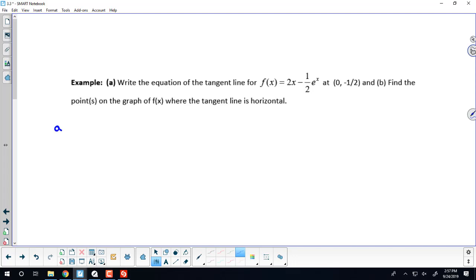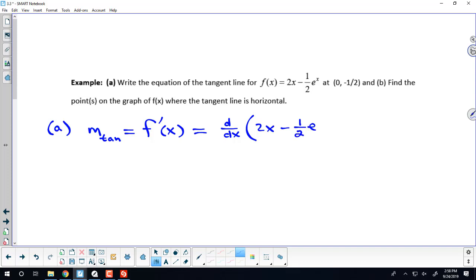So for part A, we've seen a few of these examples. For the equation of the tangent line, you need a point, which we have, and you need the slope of the tangent line at that point. So the first thing we're going to do is find the slope of the tangent line, which is f prime of x. So notice we have to take the derivative of 2x minus 1/2 e to the x.